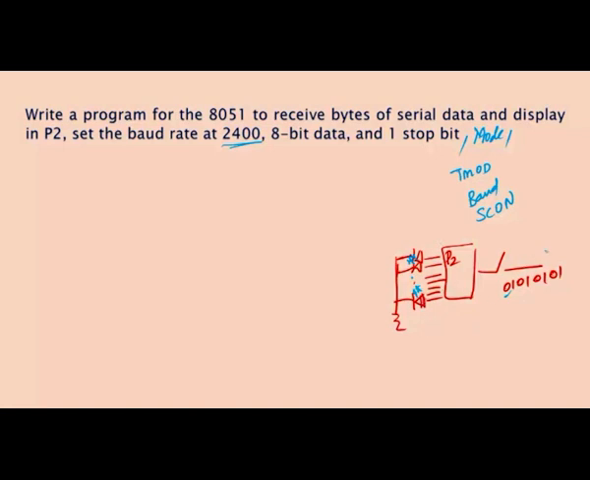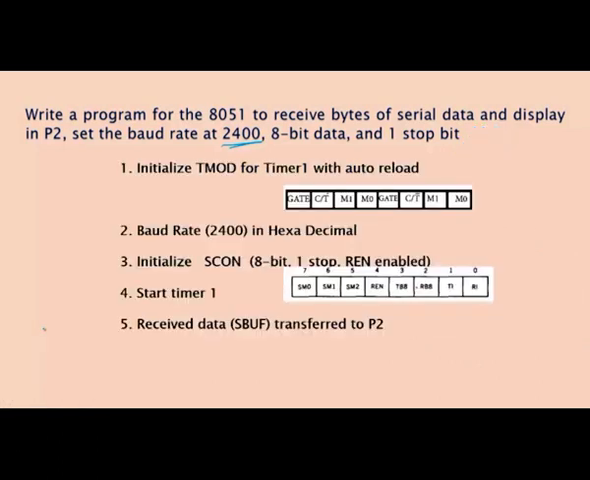For this process, the data is to be moved to the SBUF. SBUF we read via the accumulator, right. Then that SBUF is moved to port 2. So before doing this operation, these 3 have to be activated. These are the steps we have to follow.